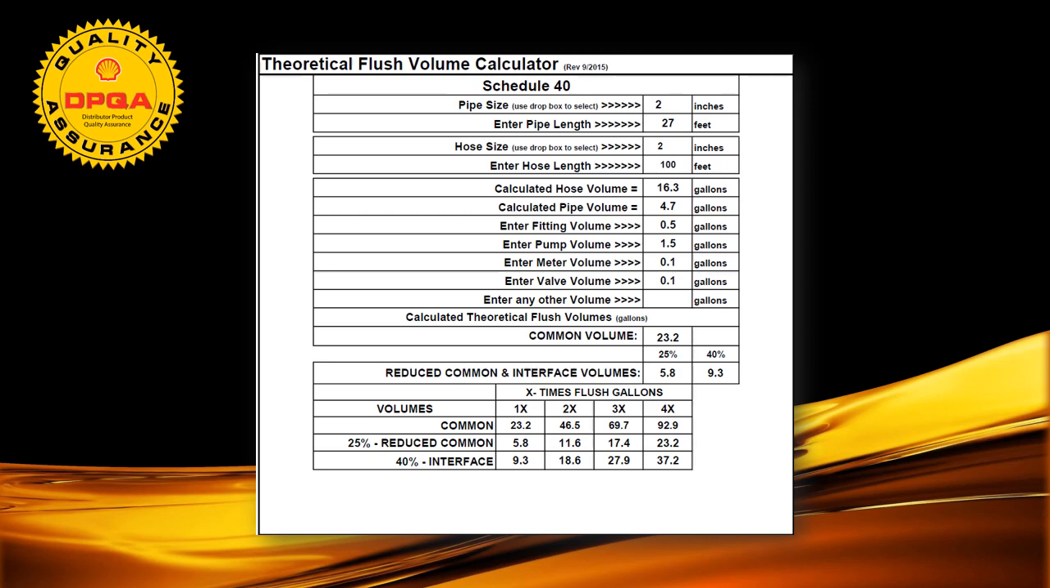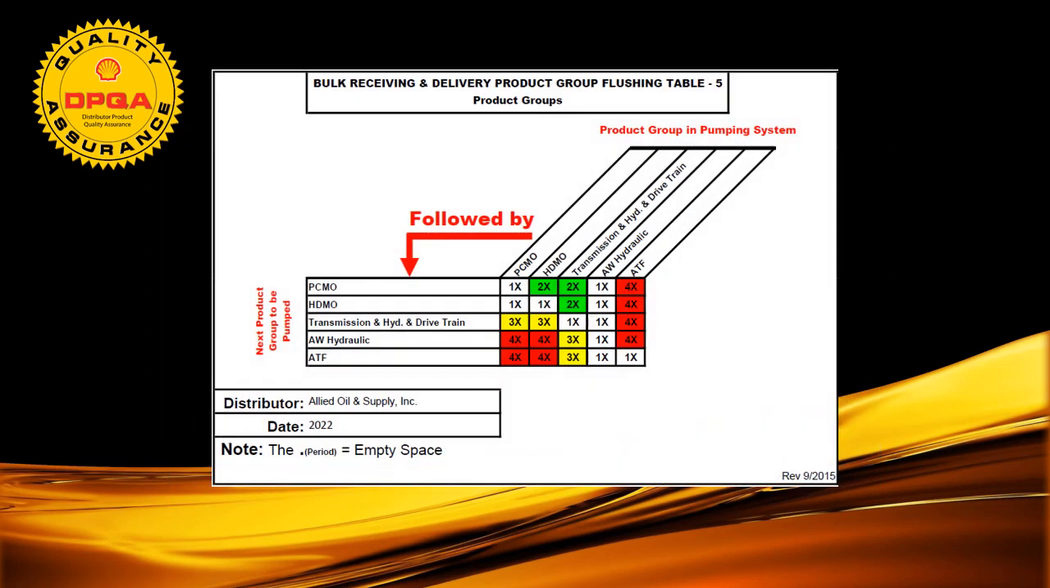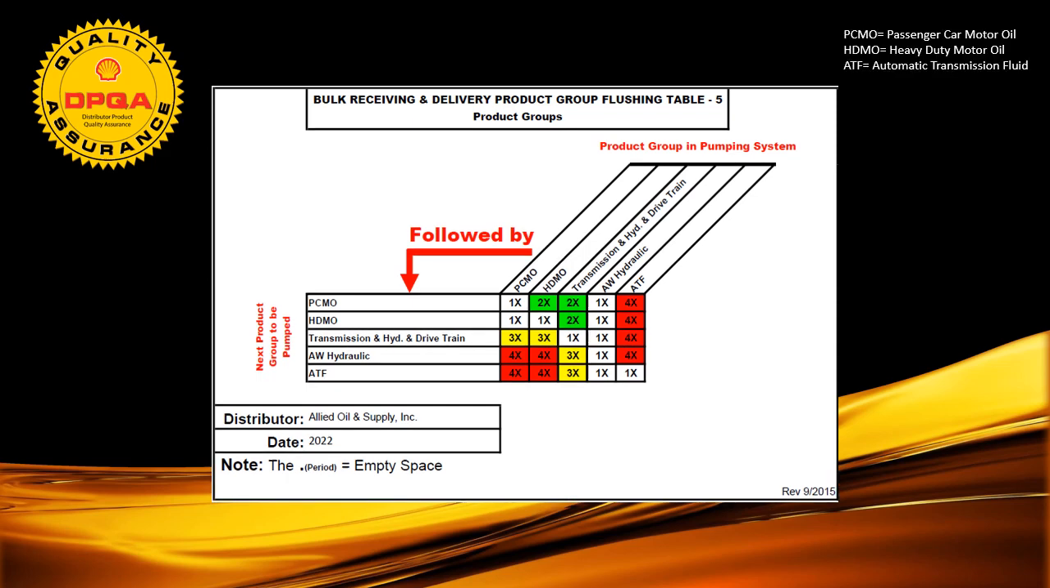This chart will provide you with the reduced common volume, and with the help of the flush chart will ensure that you are correctly flushing without wasting lubricants. The flush chart is a breakdown of the flush amounts by product groups. Some product groups may require more flushing due to the nature of the next product group you will pump. If a lubricant is heavier, it may take longer to clear the hose.